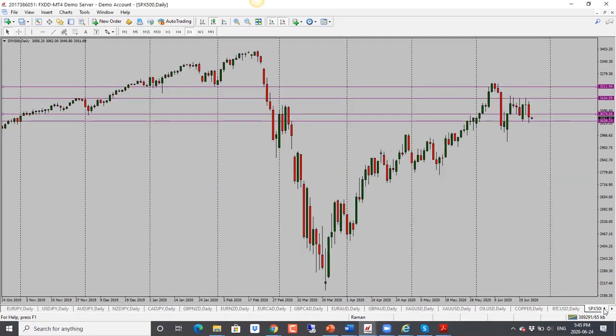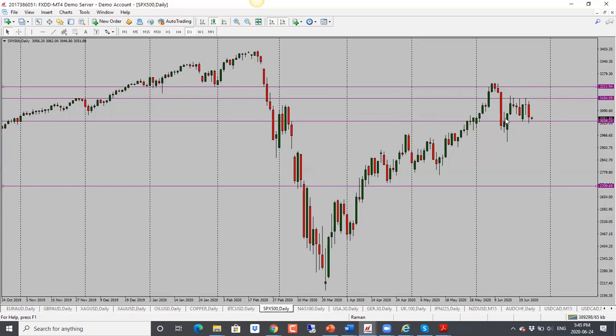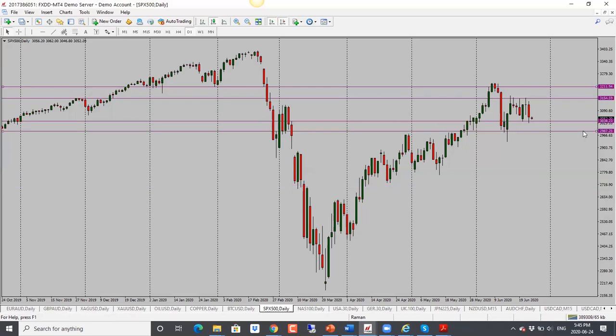Stock markets now, interesting day for the stock markets. We did see a drop here. Price has been trading in a range. It's still in the range here. It's in the bottom of the range. So at this point, for this to continue, we do need to see a break of the support.